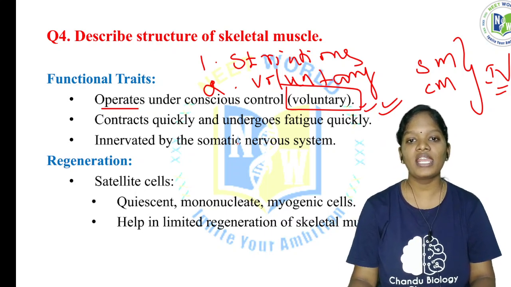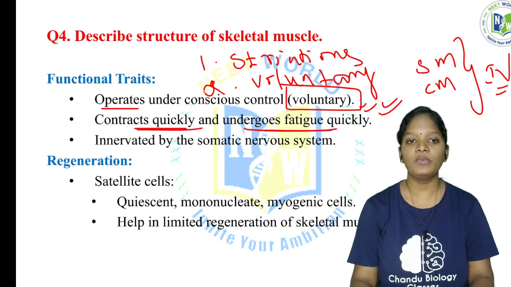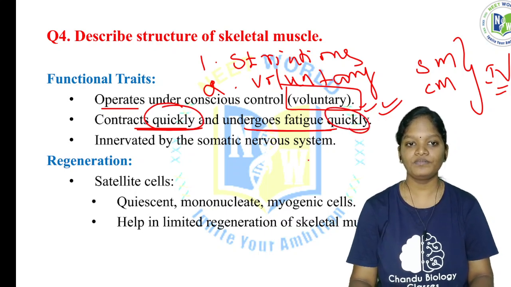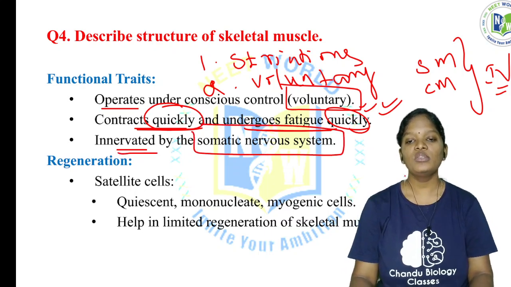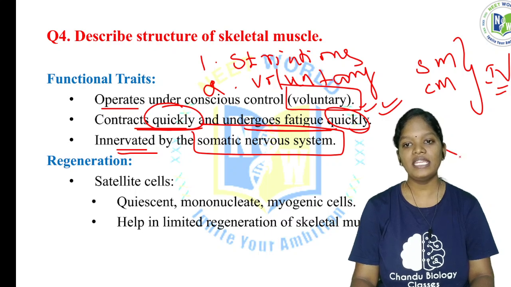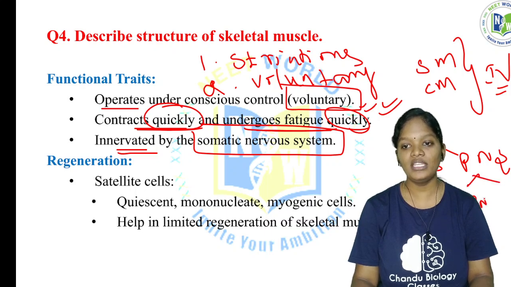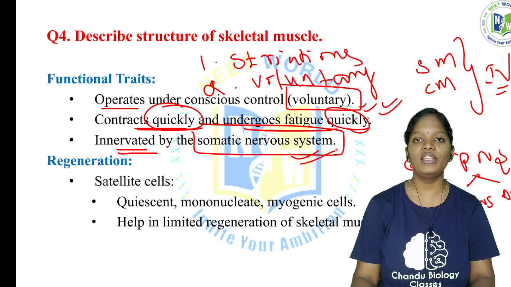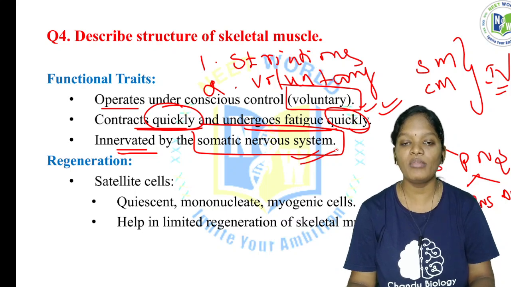So skeletal muscle is voluntary in action. It contracts quickly and undergoes fatigue quickly. As it is voluntary in nature, it is innervated by the somatic nervous system. So basically we have the CNS and PNS, central nervous system and peripheral nervous system. In the central nervous system we have the brain and the spinal cord. In the peripheral nervous system we have the somatic nervous system as well as the autonomic nervous system. So skeletal muscle voluntary action comes under the control of the somatic nervous system.